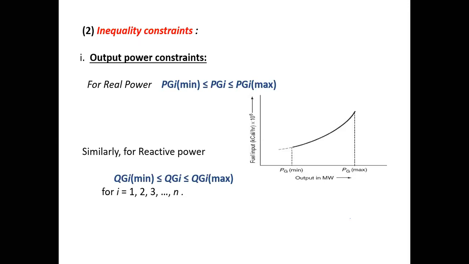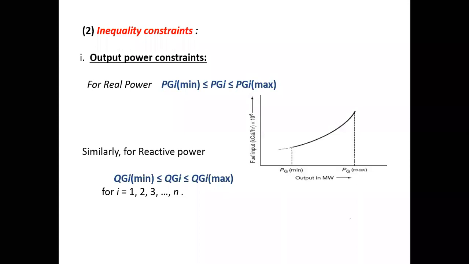On what basis do we have to operate a particular unit in between these two limits? It is based upon some parameters. What are those parameters? Thermal characteristics and, at the same time, the economy point of view. For example, if the unit is operated below the PG minimum, that leads to an economical problem. And if it operates beyond the PG maximum, that will lead to a thermal problem or heat problem.